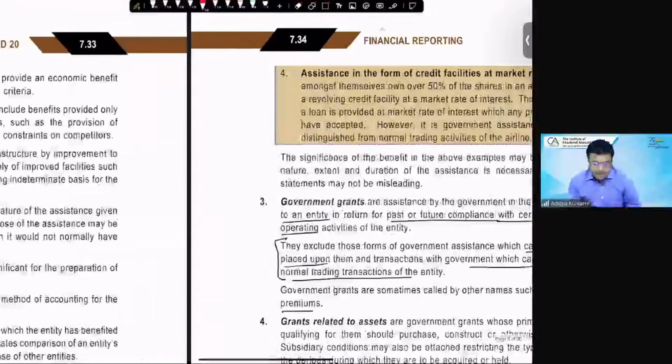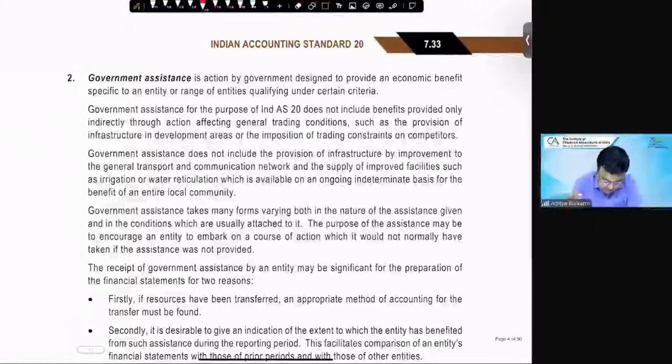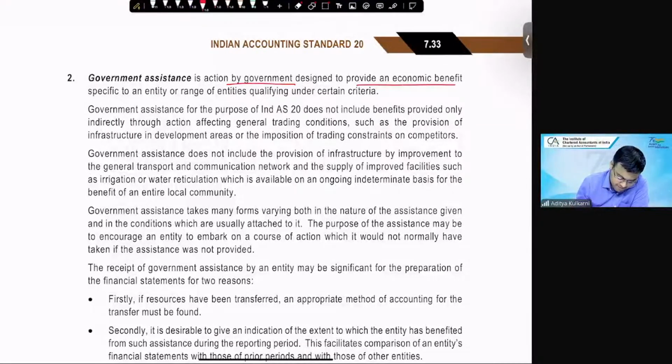So now we come to government assistance. Let us understand what is the meaning of government assistance. It is an action by the government designed to provide an economic benefit specific to an entity or range of entities qualifying under certain criteria. Qualifying under certain criteria.